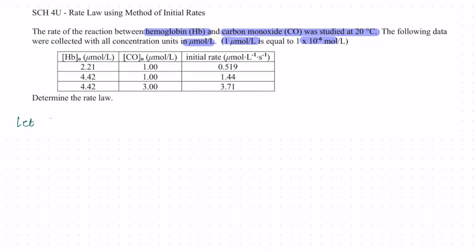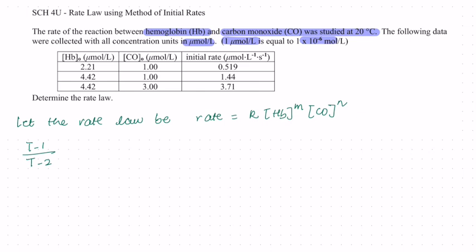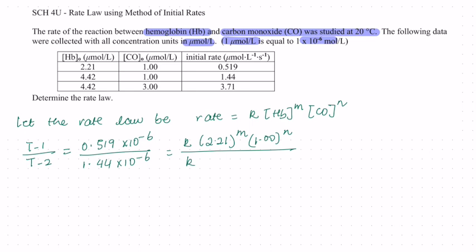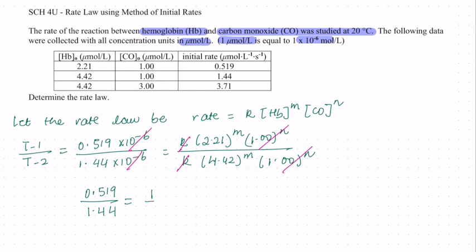Let's start with writing our assumption that let the rate law be rate equals k times concentration of hemoglobin raised to the power of m, concentration of carbon monoxide raised to the power n. And then picking my trial 1, trial 2, hopefully you will practice enough of these questions that this part becomes easy enough for you. So let's plug in all the values. I can cancel out things that are the same. That gives me this number, 0.519 over 1.44 is equal to 1 half raised to the power of m.